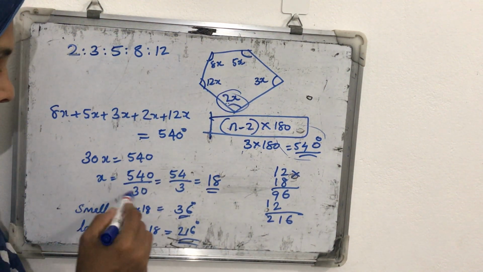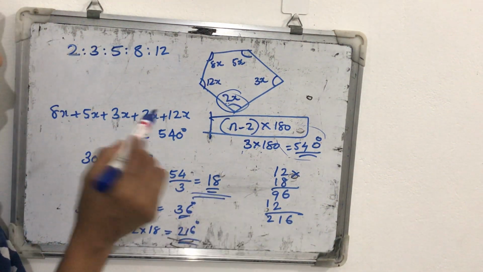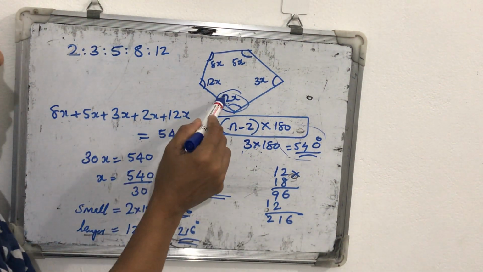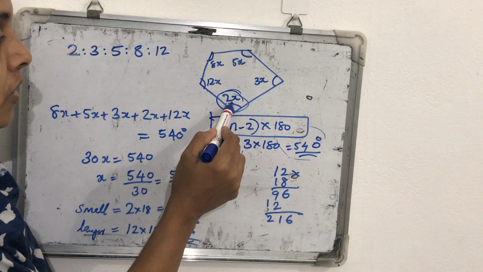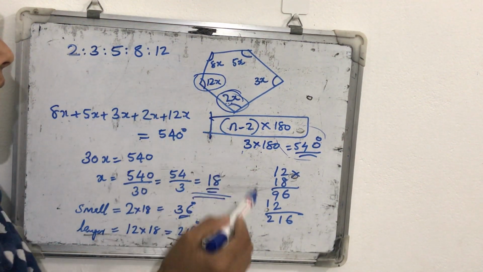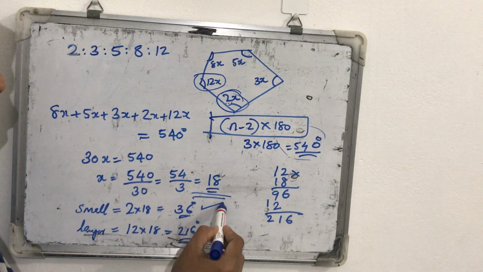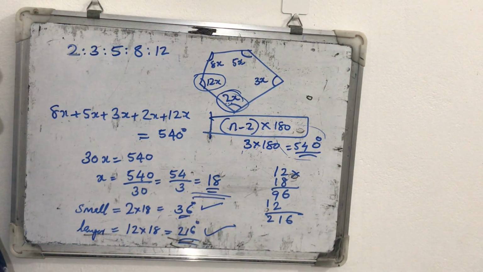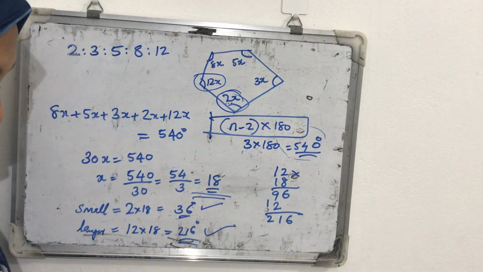Then we find the value of x as 18. Then the smallest angle, with the smallest ratio 2x, will be the smallest angle, and the 12x will be the largest angle. So we find each as 36 and 216 degrees. Okay. So one more question.